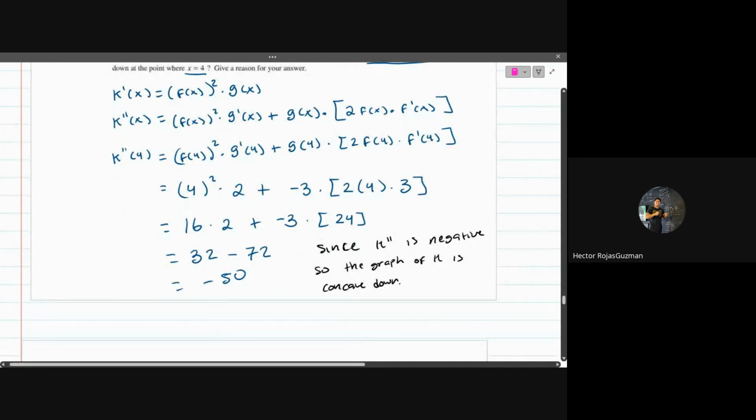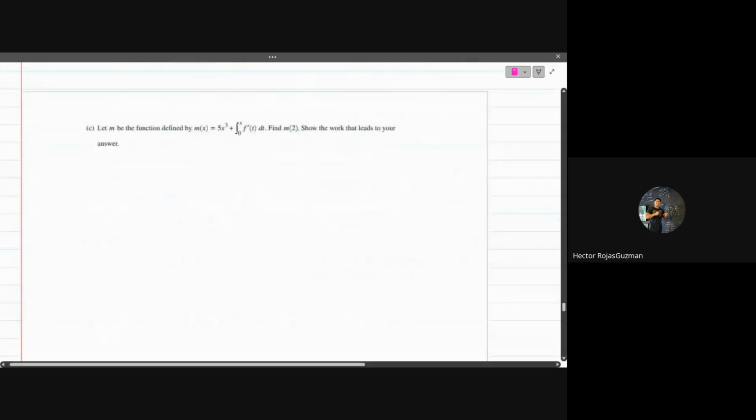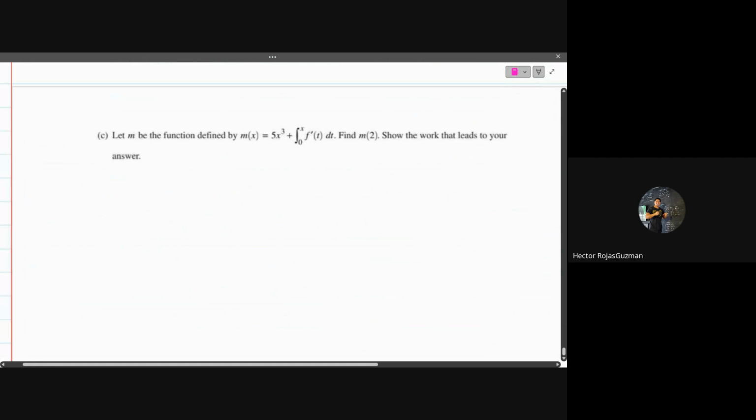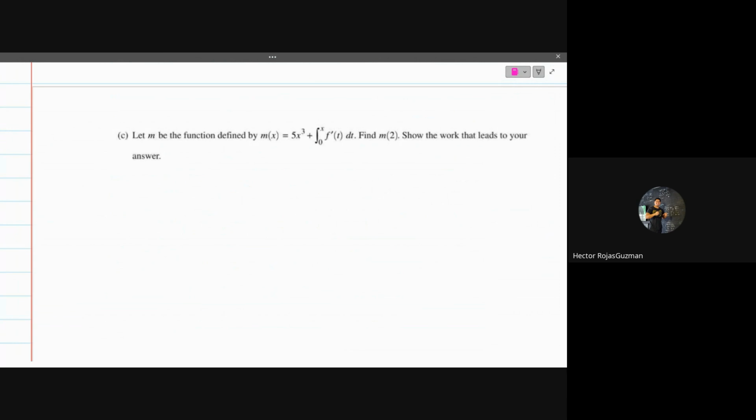And make sure to double check the rubric so that you can see what we're giving points for, because there are always certain parts. But let's move on to question C. Let m be the function defined by m of x. Find m of 2 and show the work that leads to your answer.